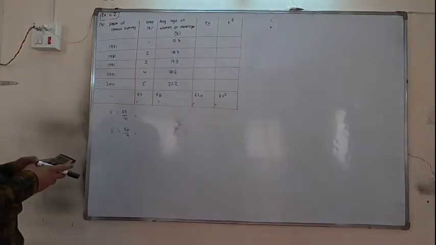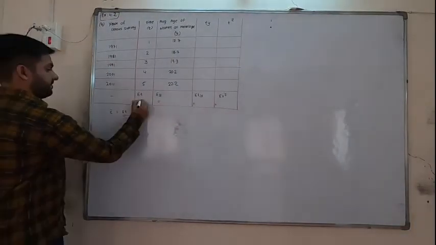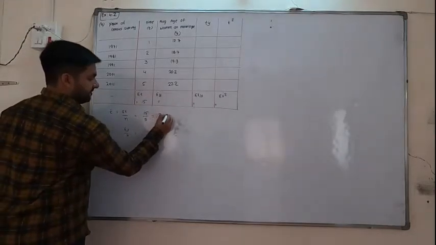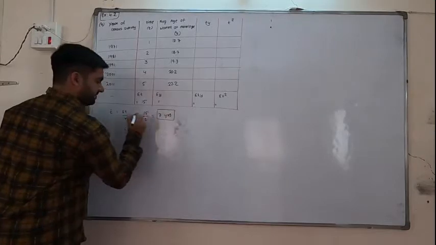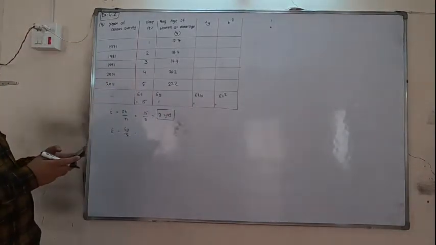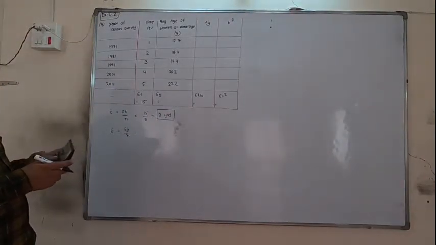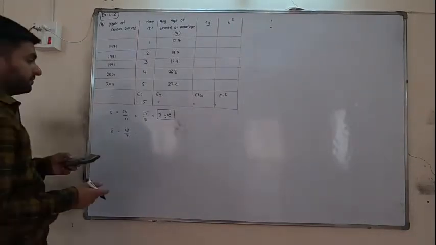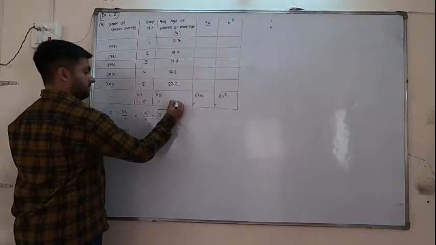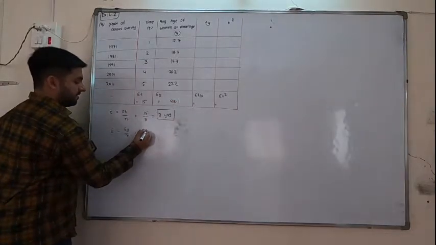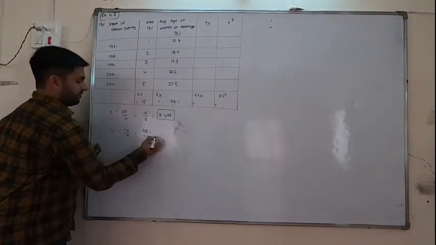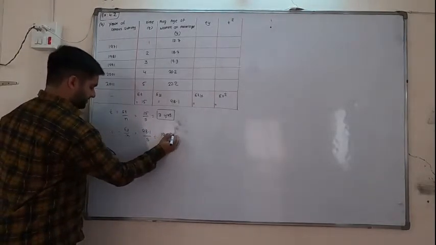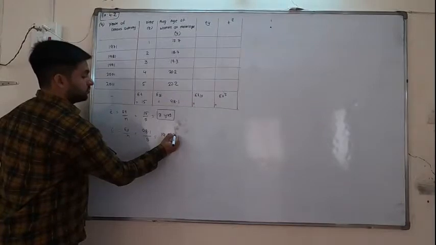1 plus 2 plus 3 plus 4 plus 5 is 15, 15 by 5, so t bar is 3 years. For y: 17.7, 18.7, 19.3, 20.2, 22.2 add up to 98.1, 98.1 upon 5 is 19.62 years.